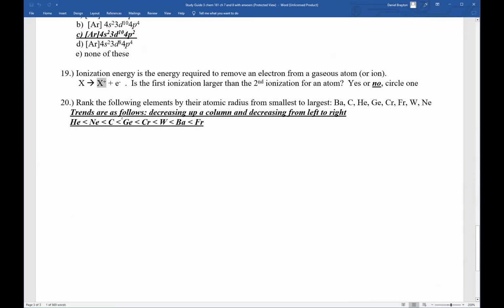Problem 20: rank the following elements by their atomic radius from smallest to largest. Again, this is going to be where you can compare one to the next. I don't have these memorized, but helium, neon, carbon, germanium, chromium, tungsten, francium. Okay, I can kind of follow these. Whenever I put one of these on the table, it has to follow the general trends that we talked about. And last time I just asked you which one was the smallest. This one's saying ranking it.